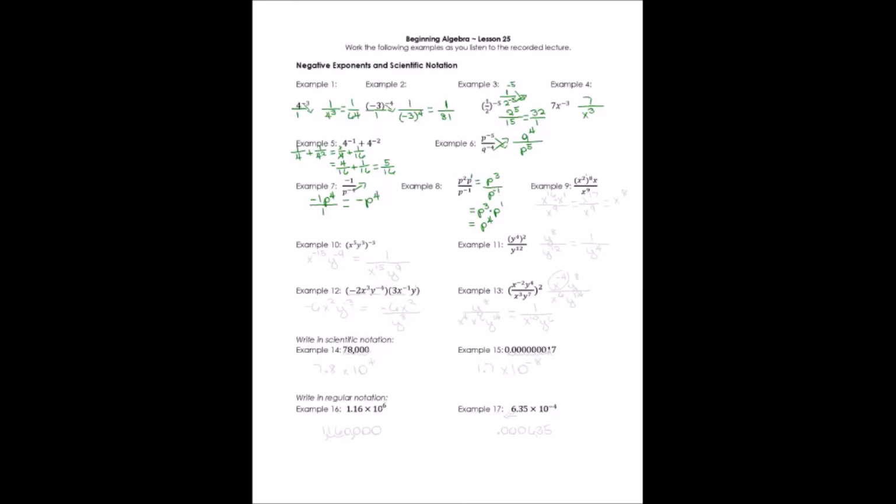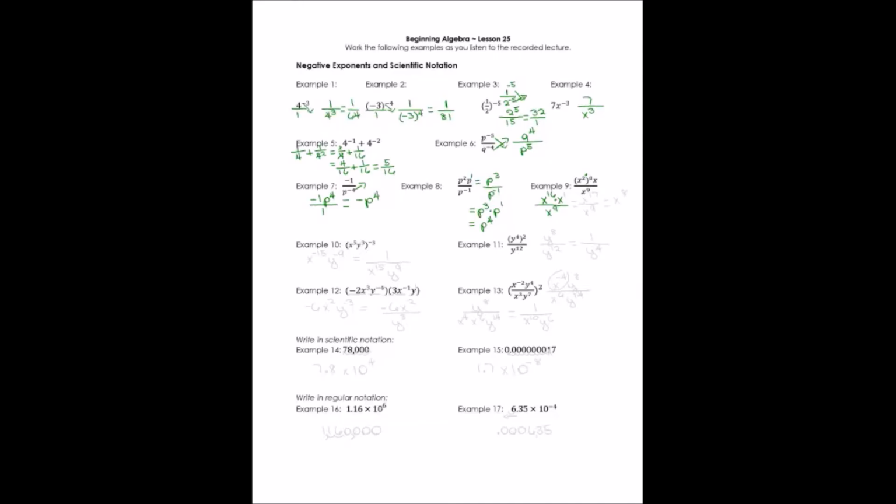Example 9 gets a little more complicated. We've got x squared raised to the power of 8. Well, let's do that first. Remember, when we raise an exponent to another one, we multiply. So I'm going to say x squared raised to the power of 8 is x to the power of 2 times 8, or x to the power of 16. And then it's still multiplied times x up there. In the denominator, it's over x to the power of 9.